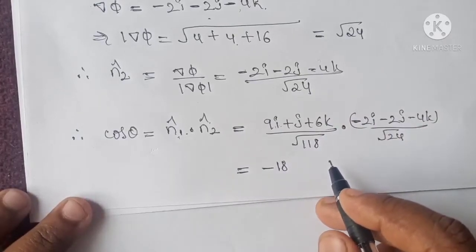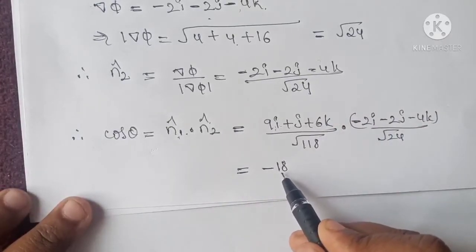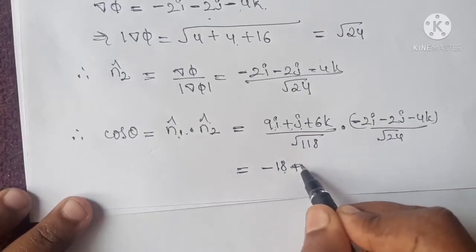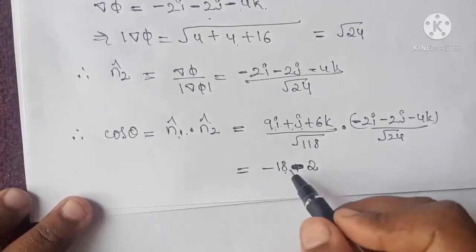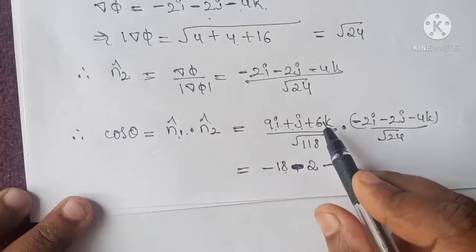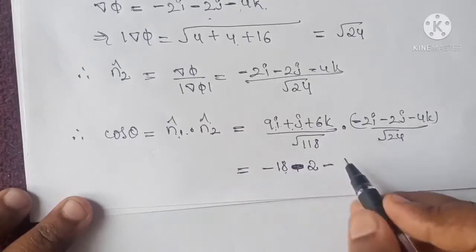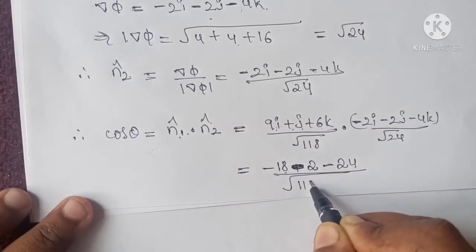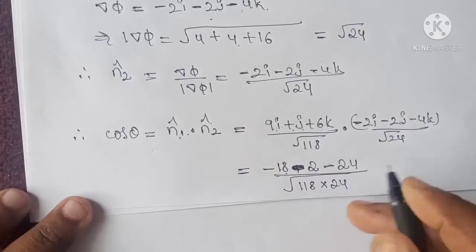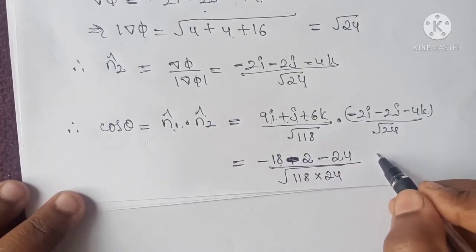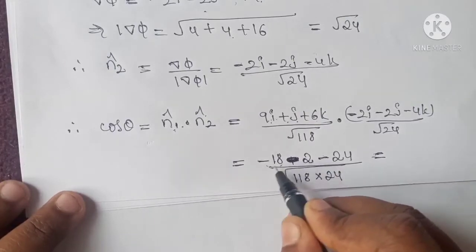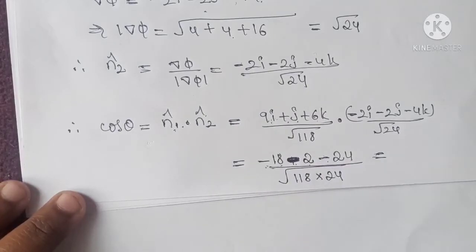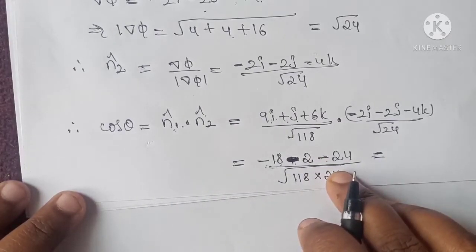On multiplying, we get 9 into minus 2 for i, equals minus 18, plus multiplying the j components, 1 into minus 2, we get minus 2, plus 6 into minus 4, equals minus 24, divided by root of 118 into 24. Simplifying all these we get minus 18 minus 2 minus 24, which is minus 44.